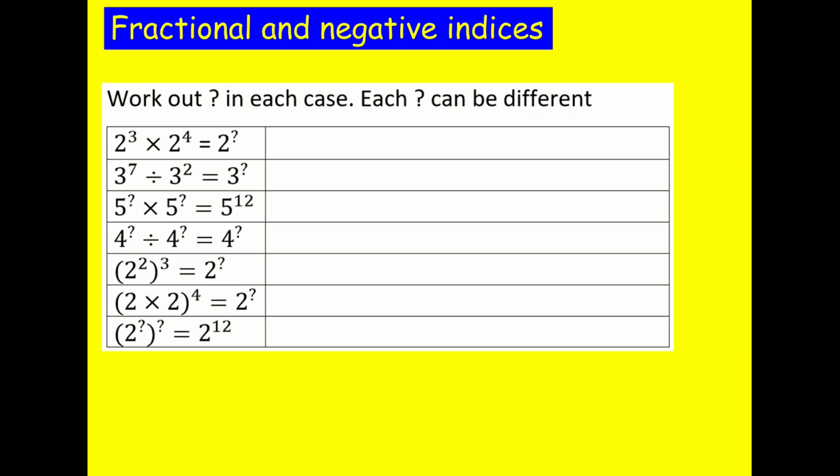Okay, so first one, you have to add the powers. It's going to be 2 to the 7. Second one, we're going to minus the powers, 7 minus 2, it's going to be 3 to the 5.